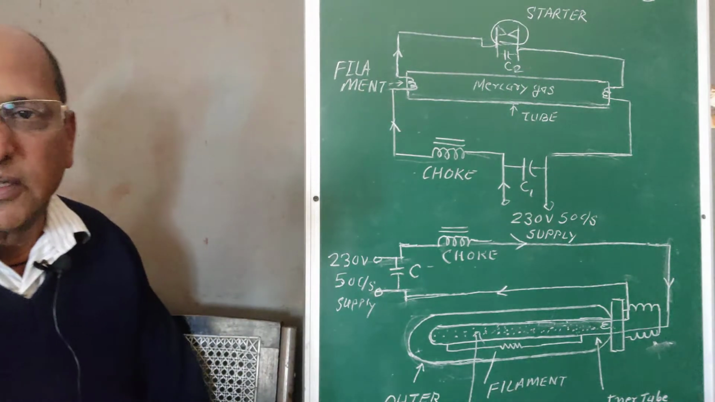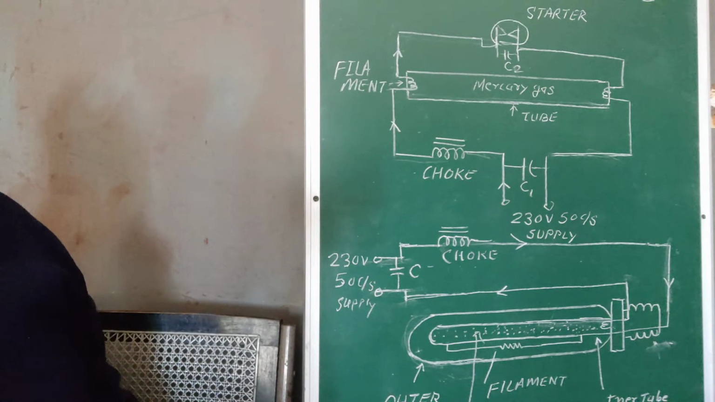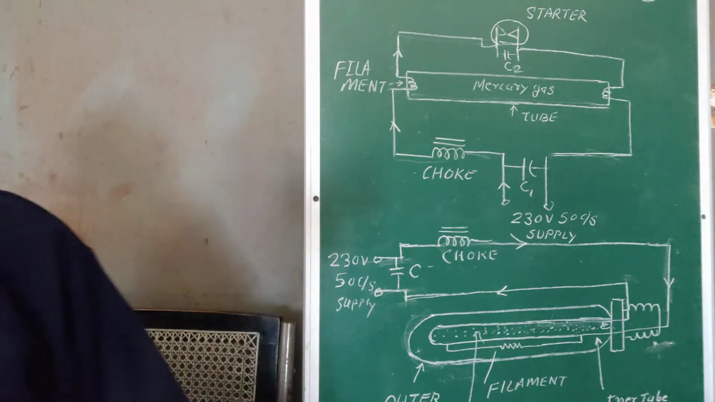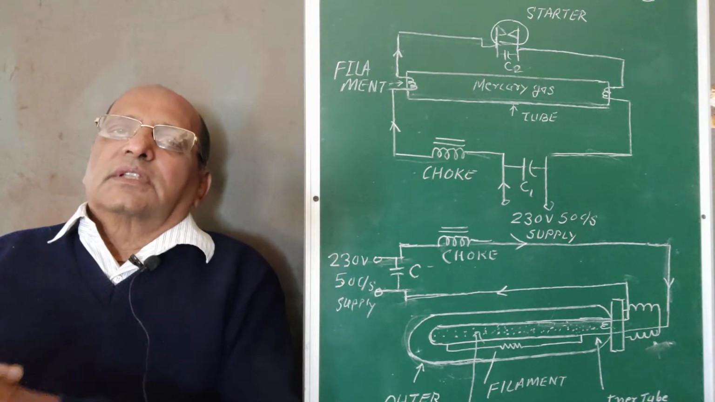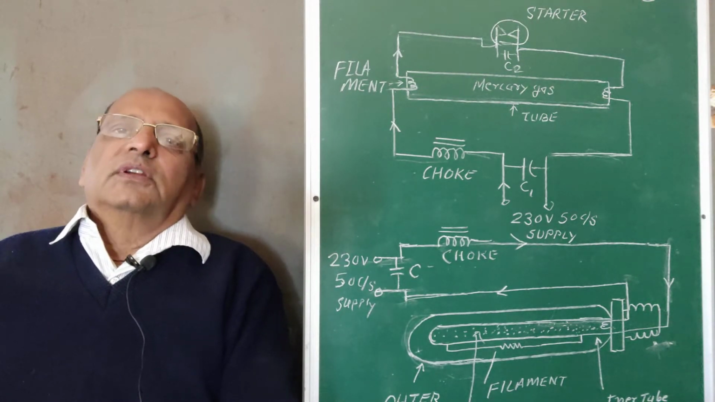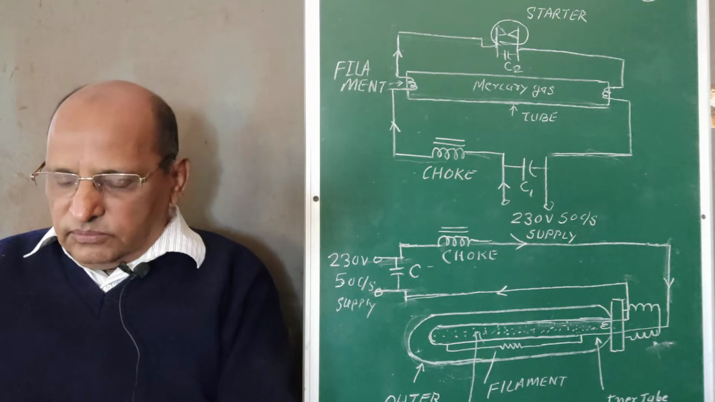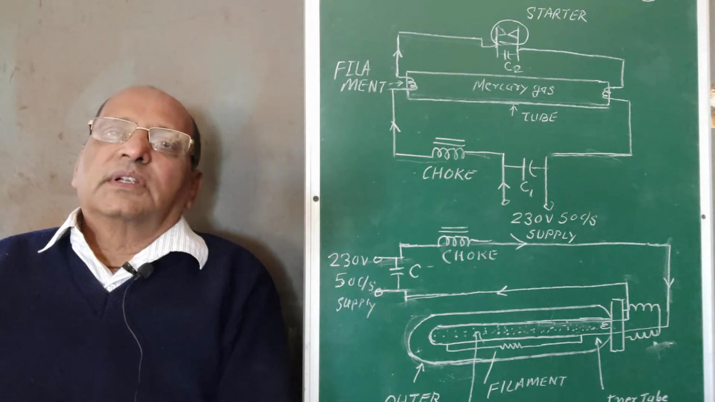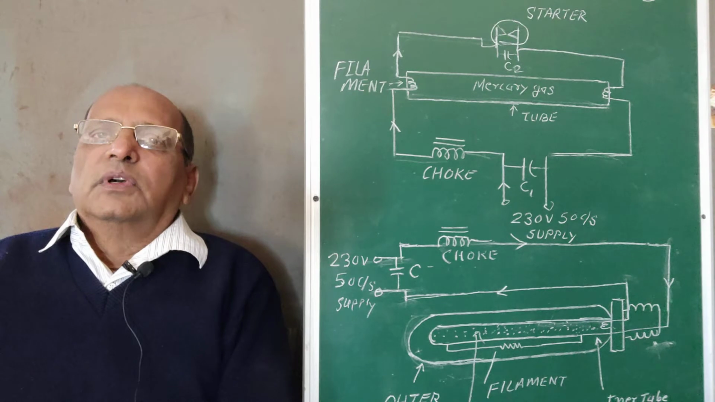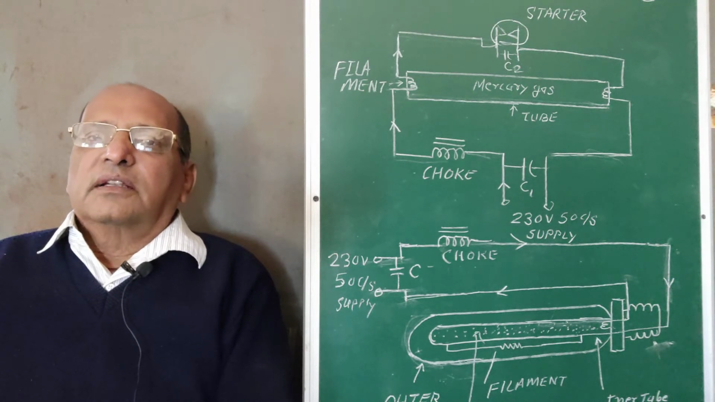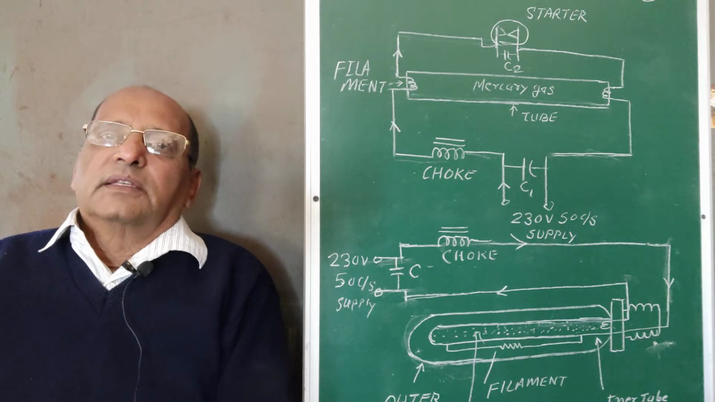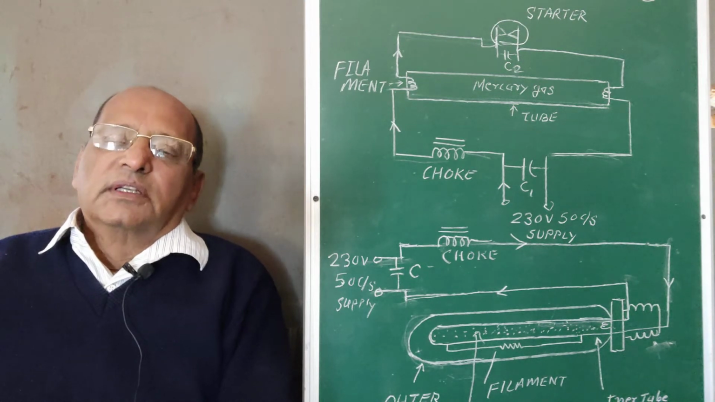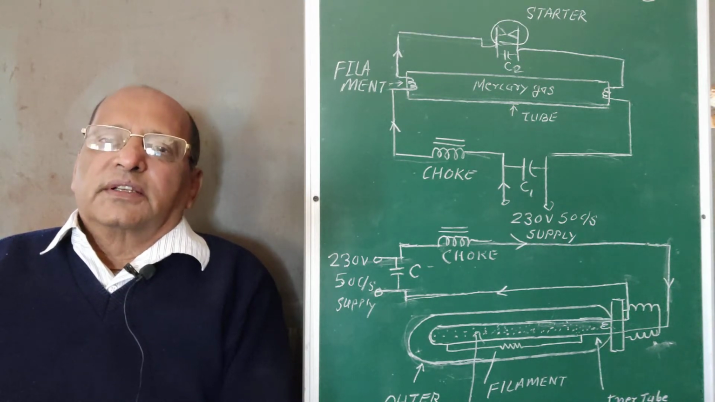230 volt supply is given to the tube, which appears across the starter, and the starter gives a spike of voltage to start the conduction of the mercury gas which is filled inside the tube. Conduction starts, and a few seconds later the tube light starts glowing. So this is a simple circuit.